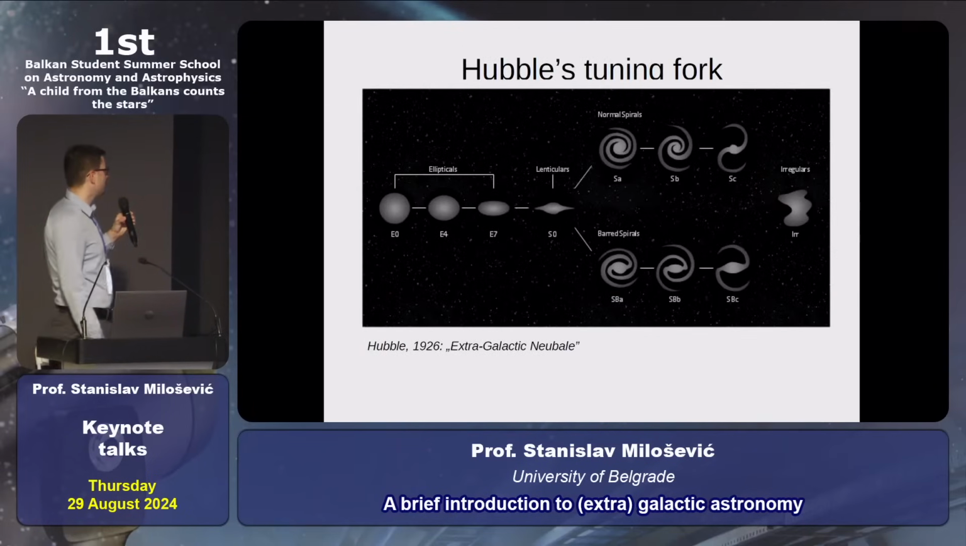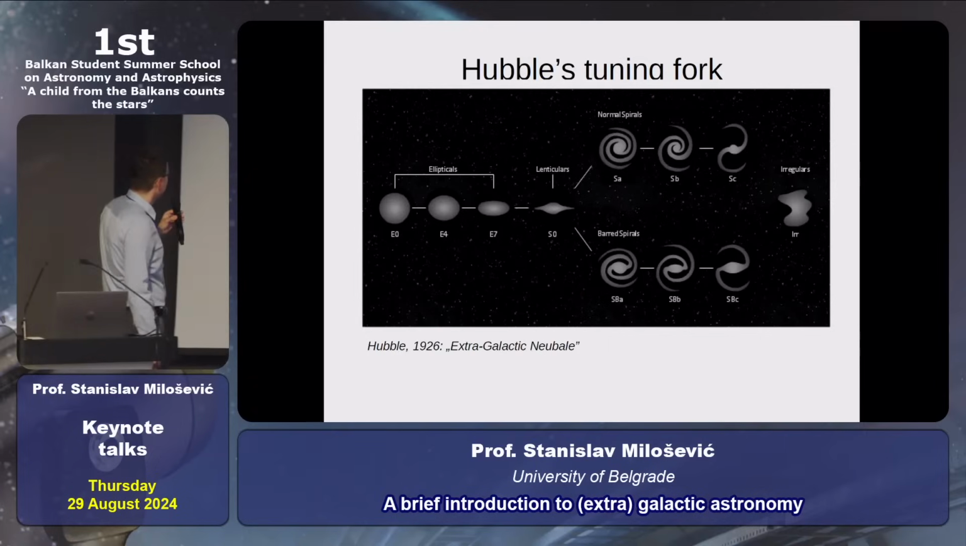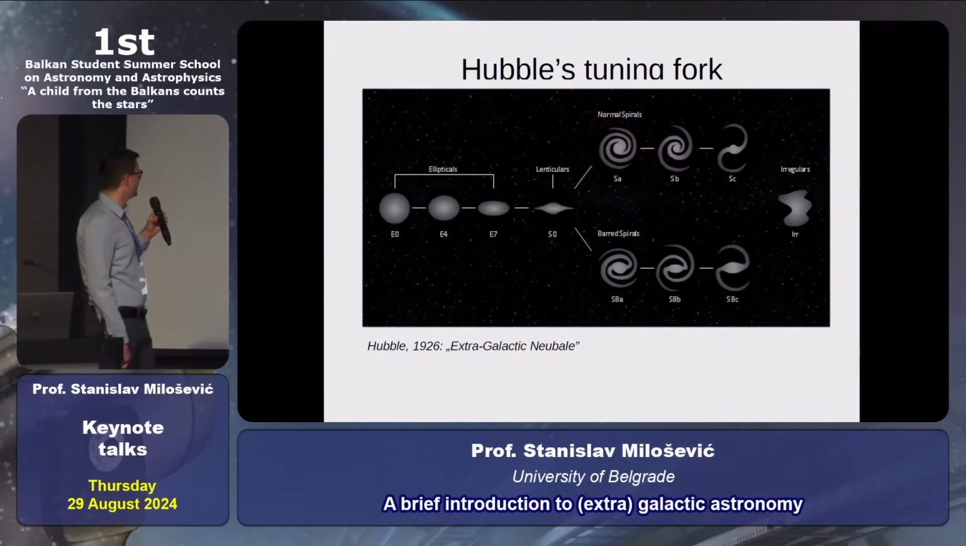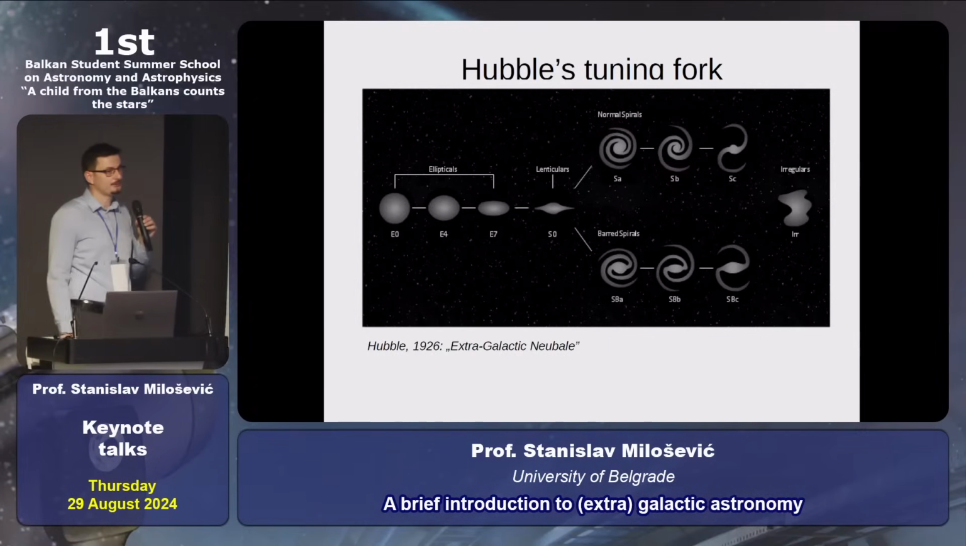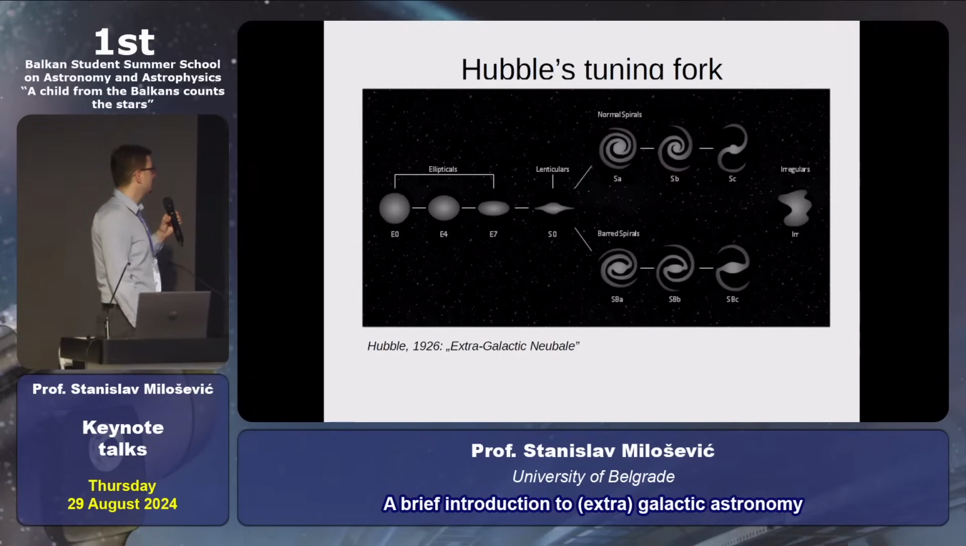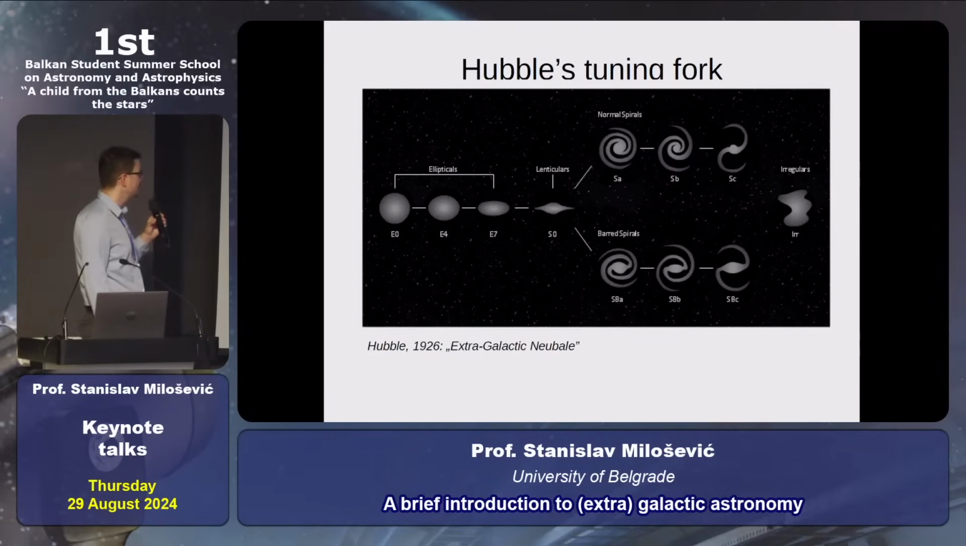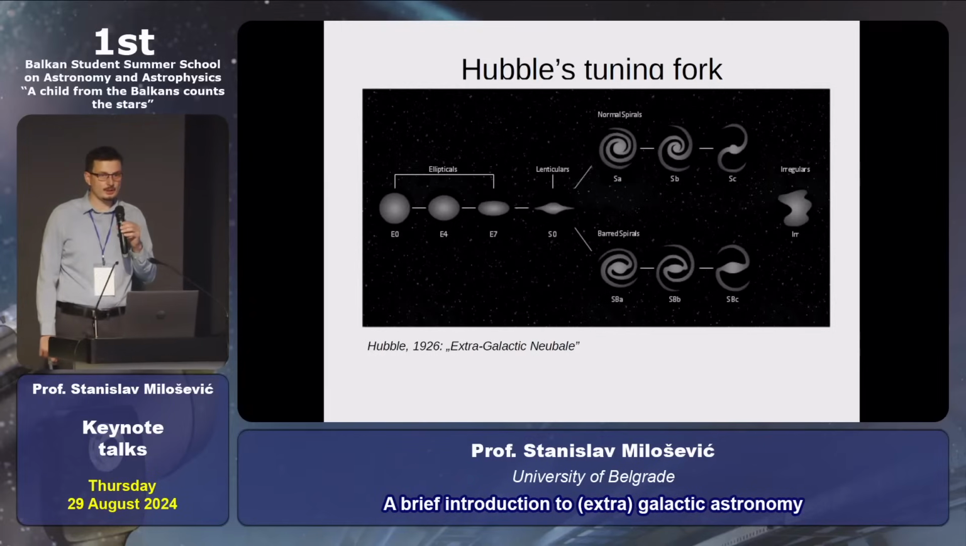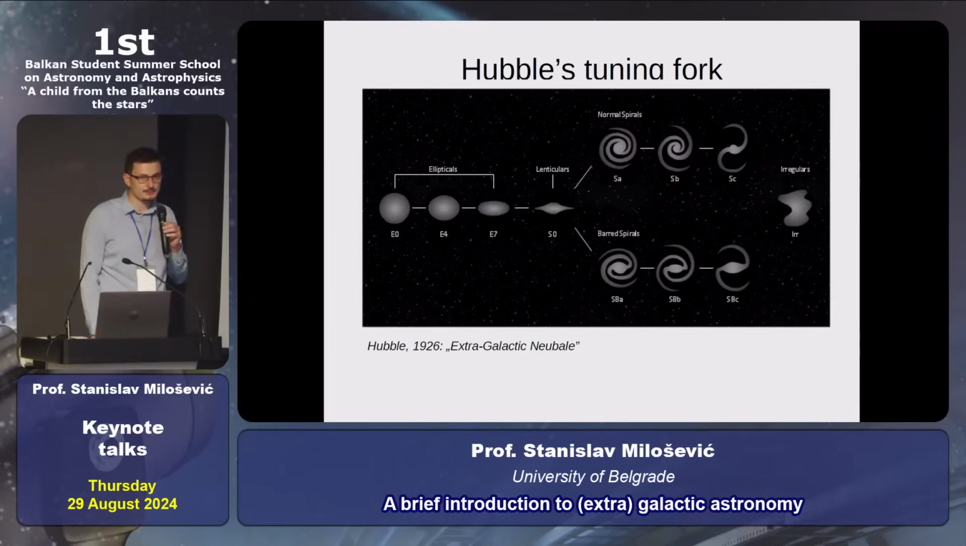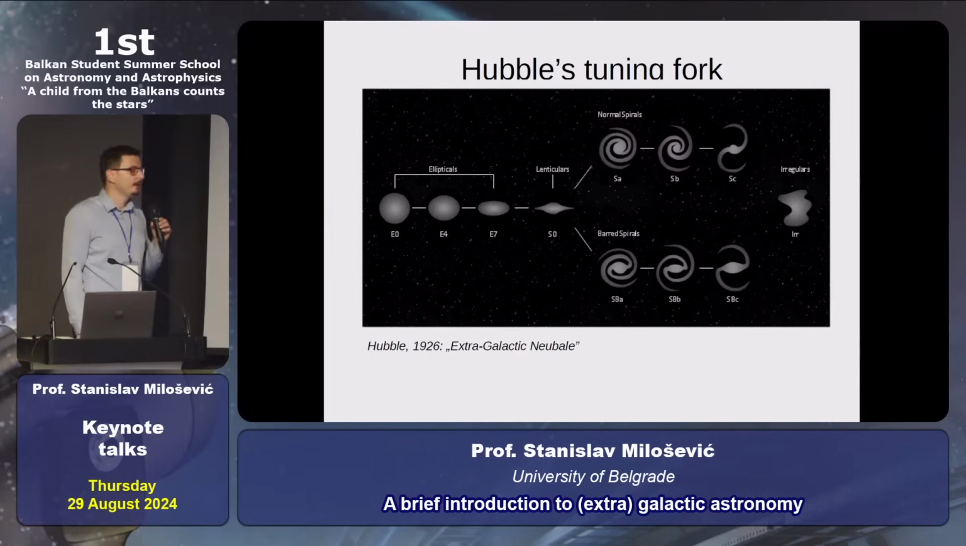There is a title up there, Hubble's tuning fork, and this was the first map of galactic morphology, which was published in Hubble's famous paper from 1926, Extragalactic Nebulae. I hope you have all already seen this image.